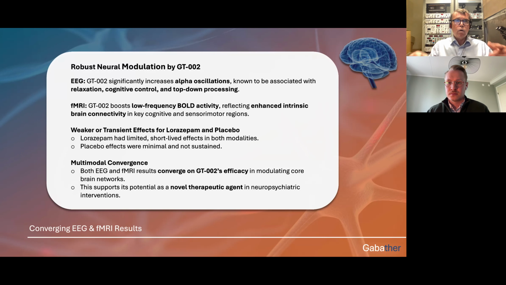Because remember, if you go 20 steps back and you look at my presentations from the last many years, I've always said the same thing. What I want to show in this study is we give GT002 orally, we affect the right areas in the brain. The effect is different from the drugs that are already on the market, and it's safe and well tolerated. And that we've proven with these two studies very, very nicely, in my opinion.